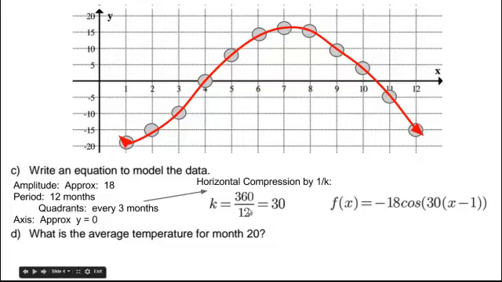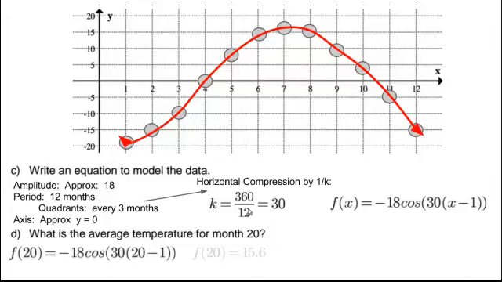Average temperature for month 20. If we sub in 20, we get 15.6, which seems to make sense. It's not the most elaborate predictor because it is a cosine curve. It's just kind of getting you an idea of what kind of things you could do with trigonometry.